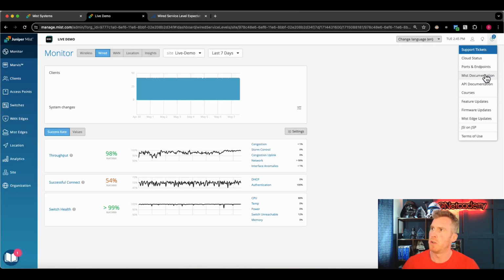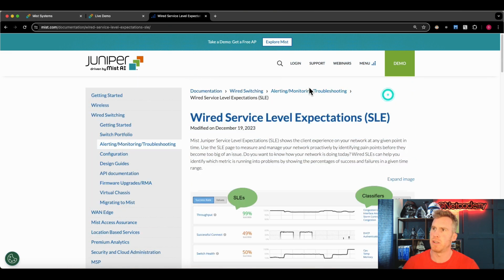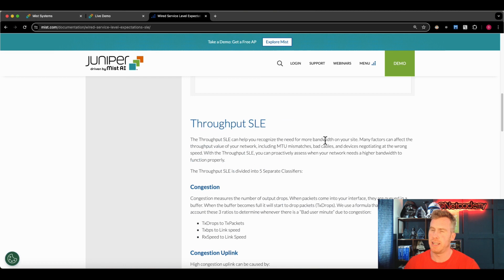But under here, you've also got the Mist documentation. And in the Mist documentation, you can just search for anything. So here I've actually been reading up on those service level expectations for the wired assurance, and it's all defined in here. This is great information to actually have. So kudos, well done Juniper Networks Mist for actually doing that.